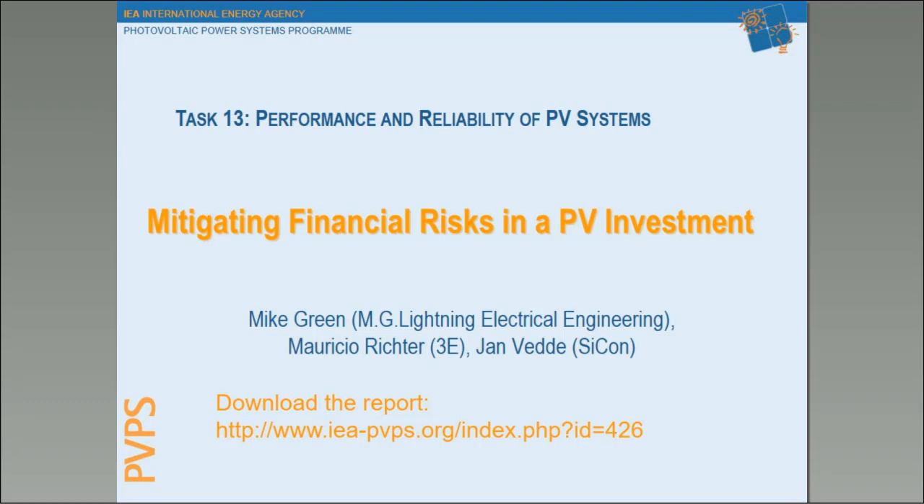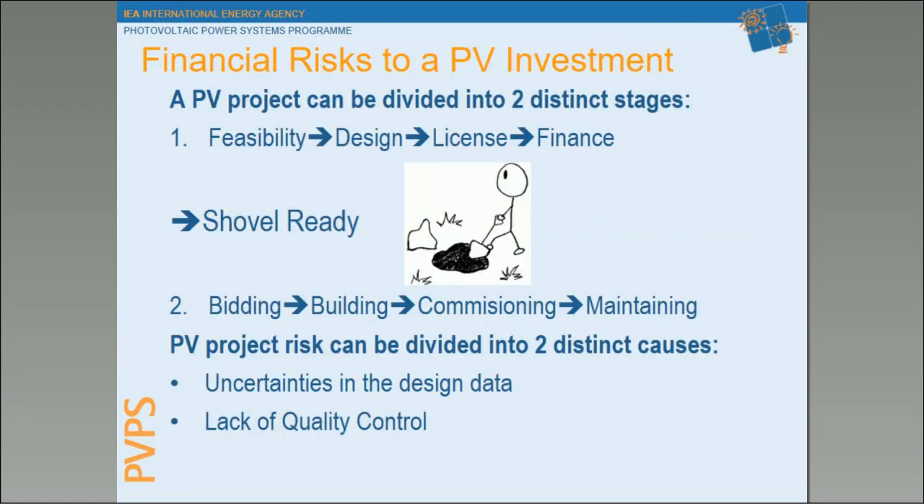And now we will spend a few minutes discussing how we can attempt to mitigate some of these financial risks. There are two distinct phases in a PV project: a feasibility design process defining quality and costs, leading to a decision to proceed, then licensing and financing. Once a project is licensed and financed, we consider it shovel-ready, and we begin the process of finding a contractor and building the project. It is important to recognize that there usually does exist a timeout between the two phases.